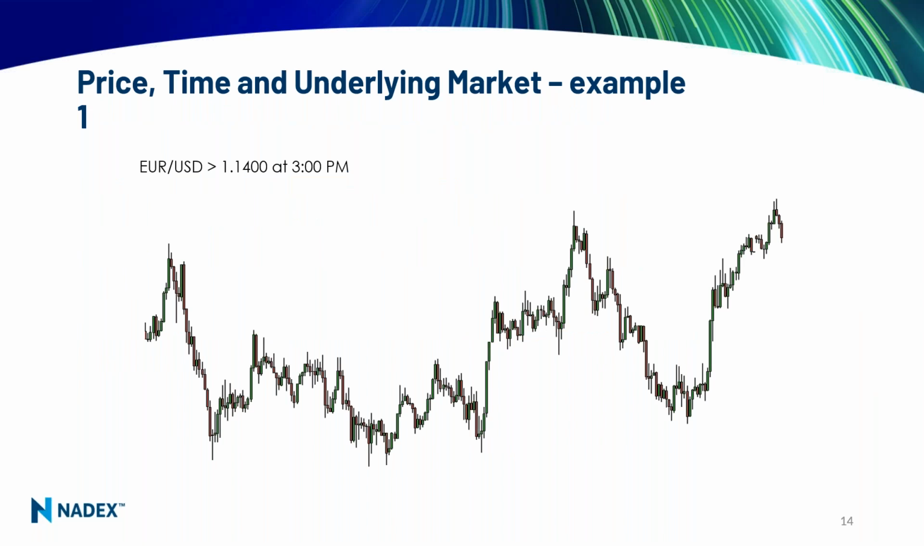All right, here's an example of the Euro USD. The binary option, the prediction, asks: will the Euro US dollar be greater than 1.14 at 3 p.m.? Here's a chart of what the Euro US dollar FX pair did during the day. There's the 1.14 level. So let's take a look at what actually happened.